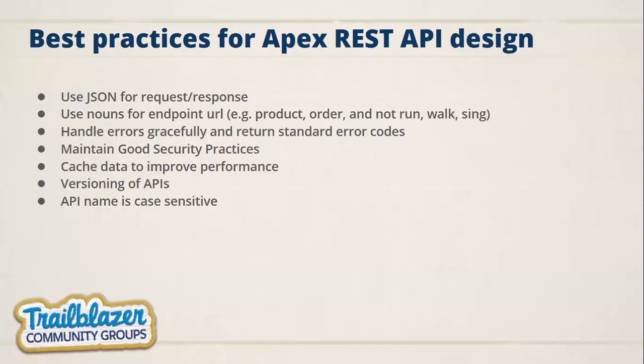Use nouns for the endpoint URL, like product, order. We should use these kinds of names for our endpoint URL. We should not use verbs like run, walk, sing. It's not actually good practice. Okay. Handle errors gracefully and return standard errors.